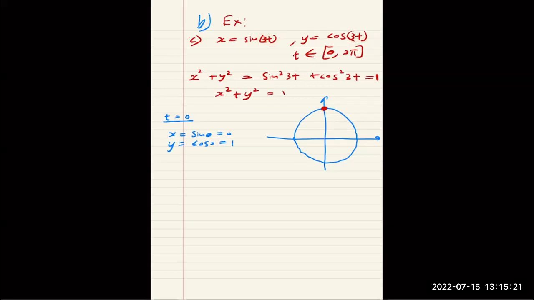Now we need to figure out the direction. Would that be going in this direction, or would that be going in this direction? It is very easy to figure that out. What you do is you check what happens when t is increasing from 0. What happens if you increase t from 0? If you look at these two equations, what happens as t increases from 0? What happens to these two quantities? You need to figure that out.